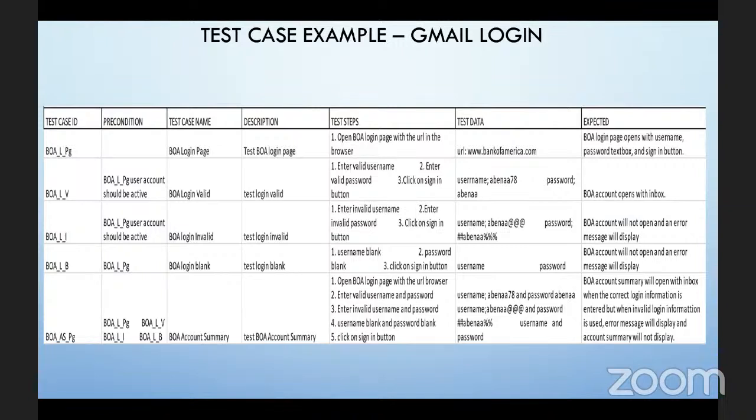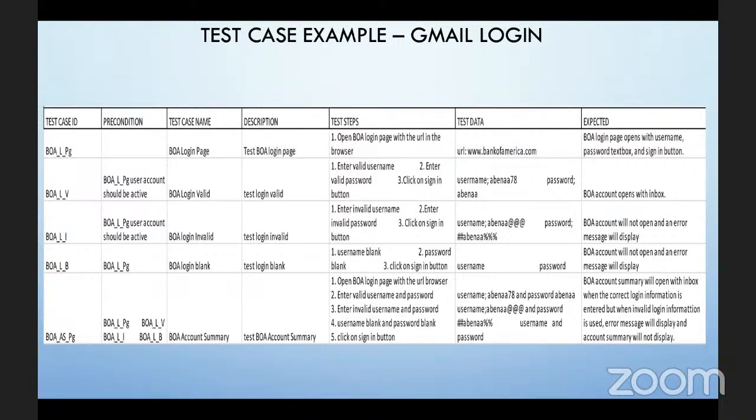So they will write all these things. Test case ID, they'll give it an ID. So BOA login page, right? So they say BOA login. I believe the test case ID over there suggests the login page. Then the precondition. By precondition, they mean what must exist before the testing activity can commence, right? So that is a precondition.